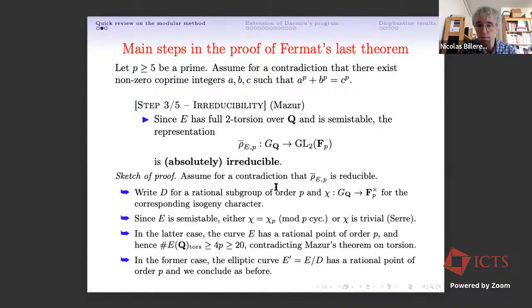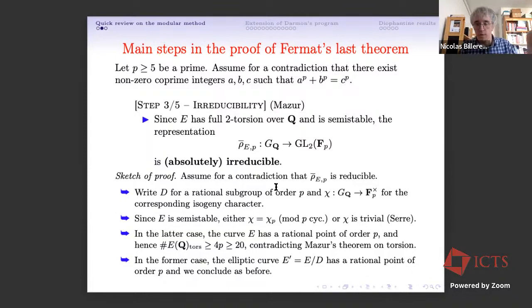least 4P, which is greater than or equal to 20. But remember from Mazur's theorem on torsion of elliptic curves that the maximal order of the torsion subgroup of an elliptic curve over Q is 16. So you get a contradiction there. And in the latter case, where the isogeny character is the mod P cyclotomic character, then you just consider the elliptic curve E', which is given by E mod D, and this will swap the two characters on the diagonal.